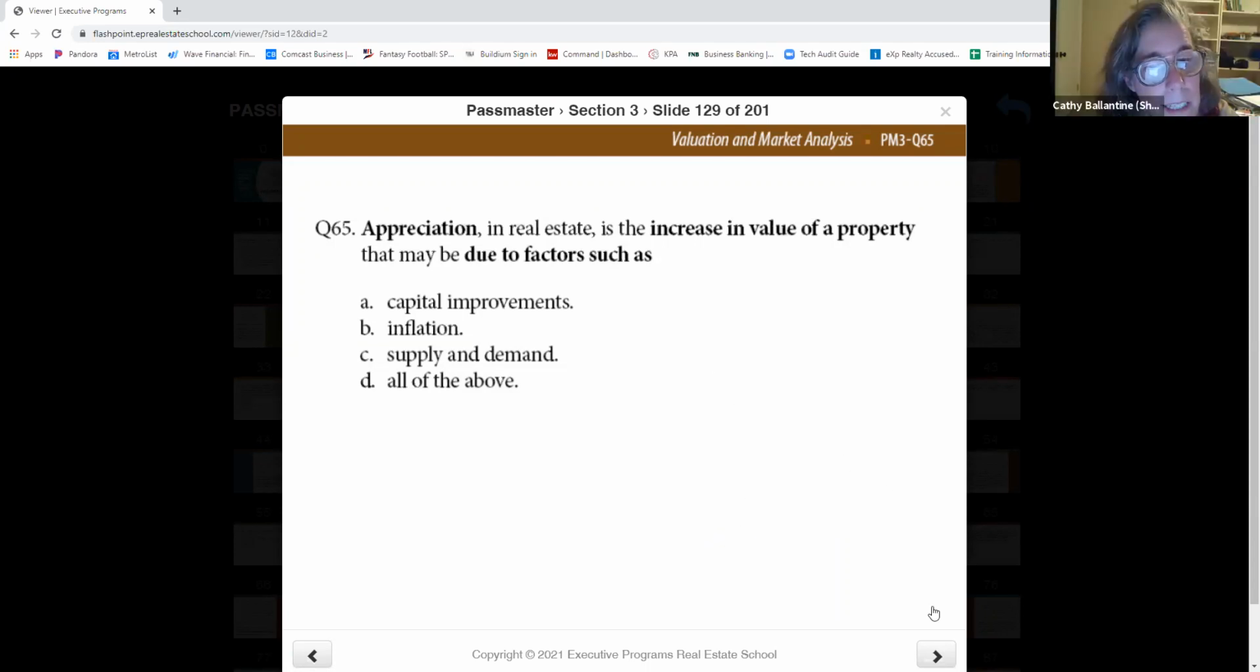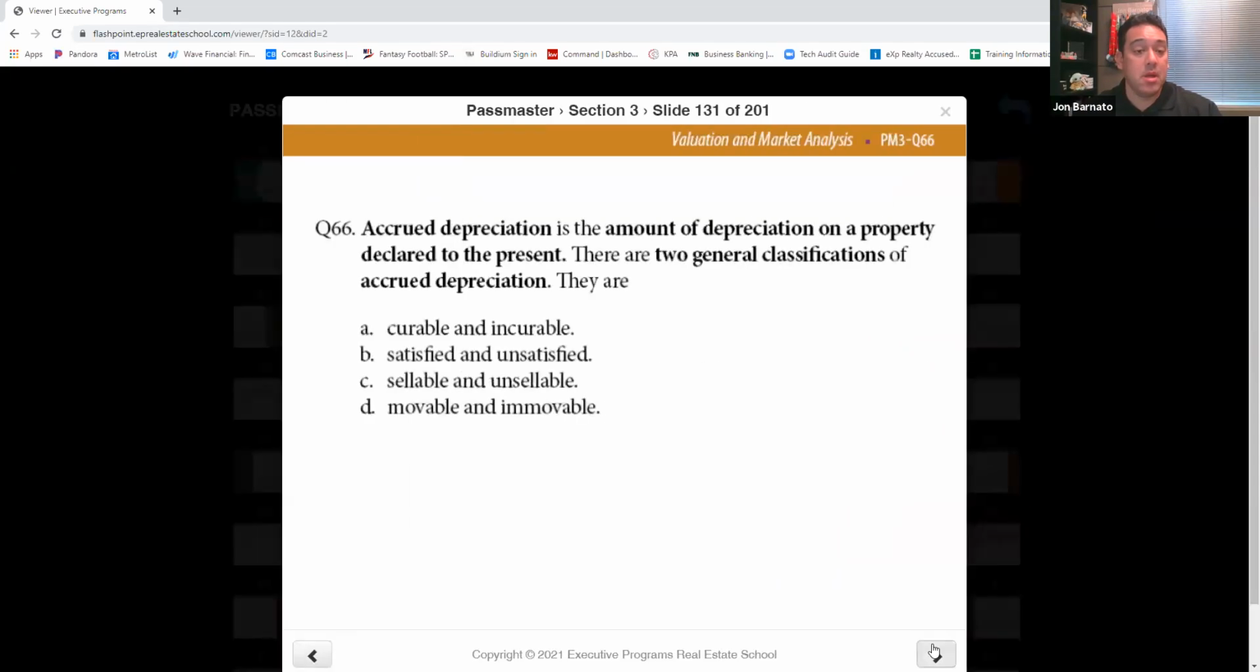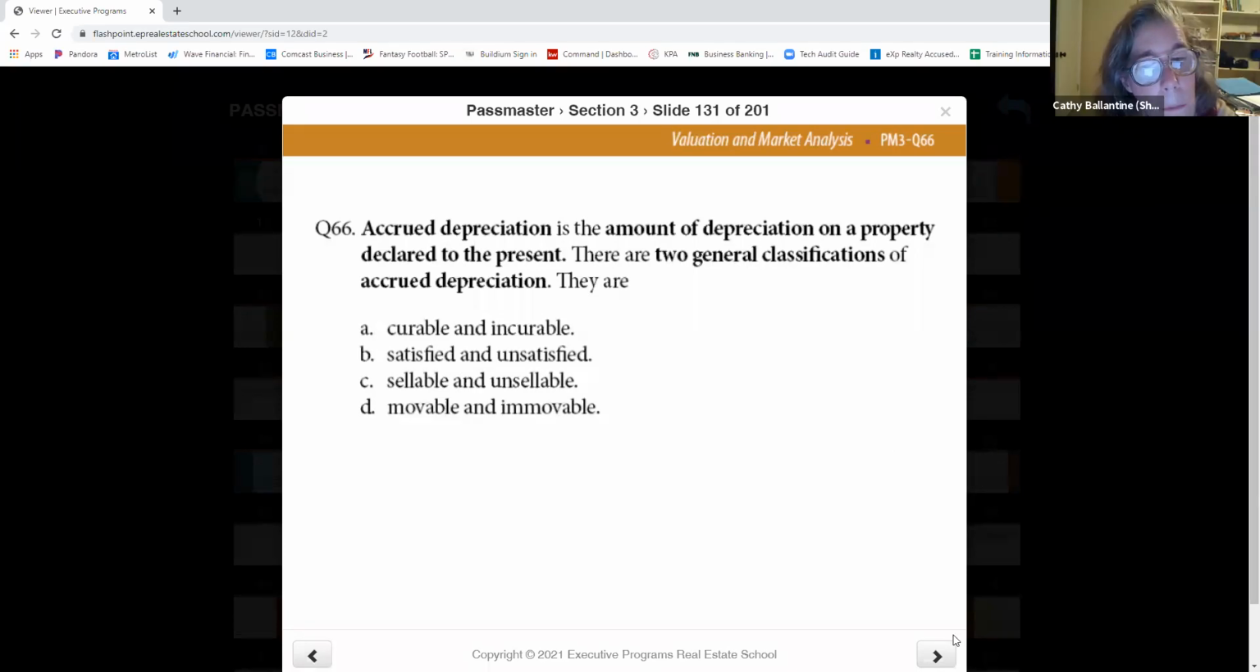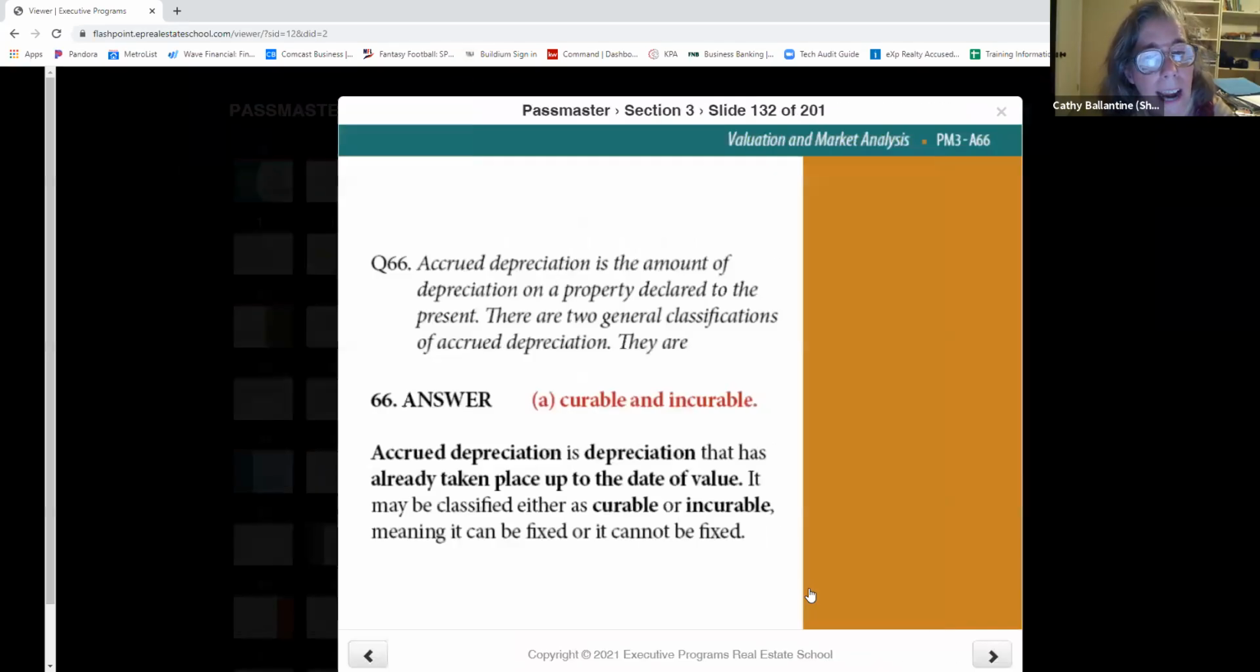I would say all of the above. All of the above, that is correct. Accrued depreciation is the amount of depreciation on a property from the date of construction to the present. There are two general classifications of accrued depreciation. They are what? Curable and incurable, A. Correct.